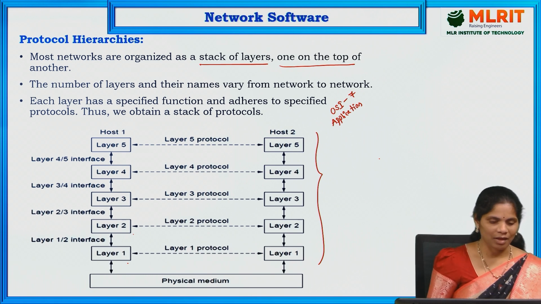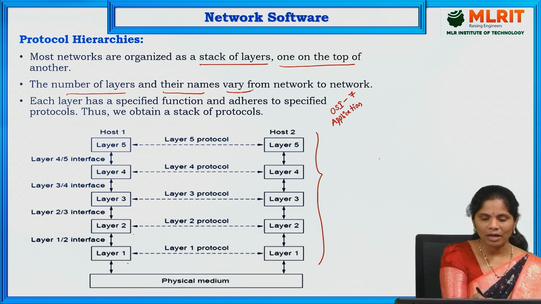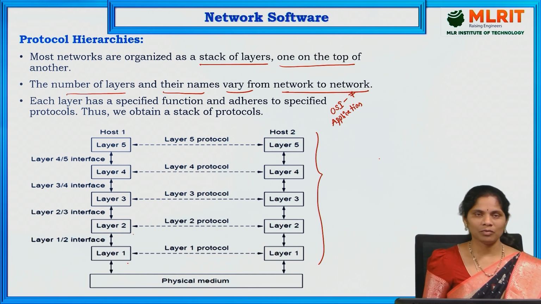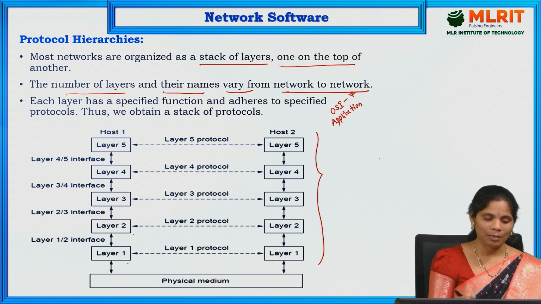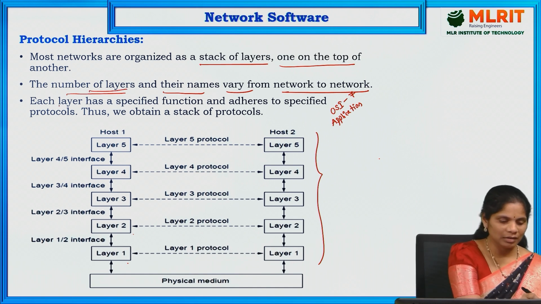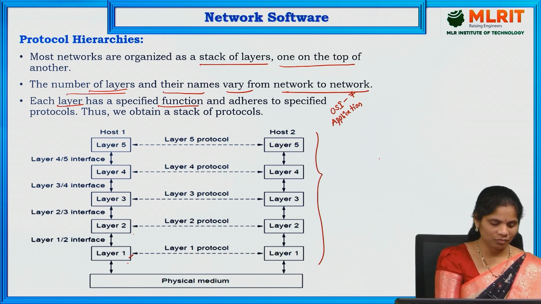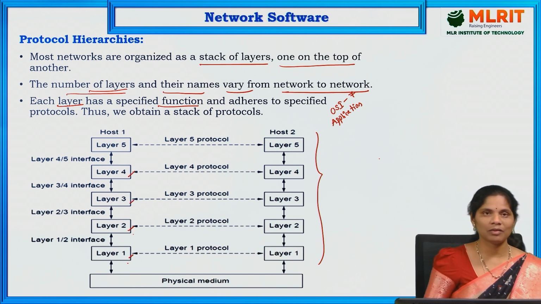The number of layers and their names vary from network to network. Whatever data is transferred from one layer to another layer, the number of layers and the names also differ. And each layer has its own functionality. So this is 1, 2, 3, 4. These are the different layers.